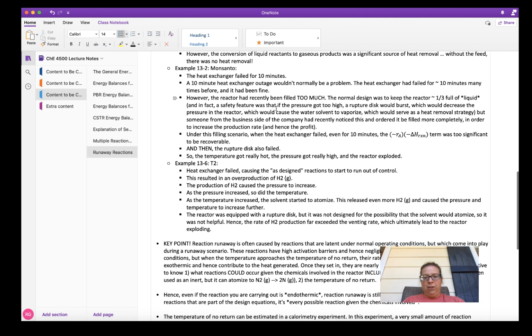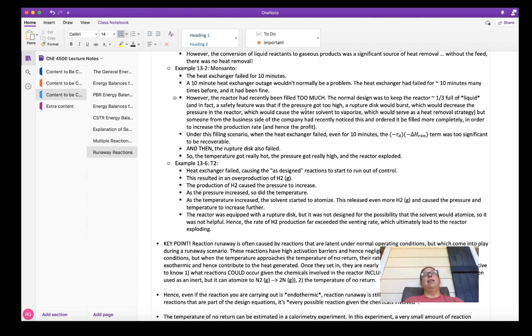However, the reactor had recently been filled too much, so someone from the business office walked by and said, why is that reactor only operating at 1/3 capacity? Why don't we increase it to full capacity and make more money? A problem with this is that it's designed to operate at 1/3 full. The heat removal system was designed such that it was only operating at 1/3 full.